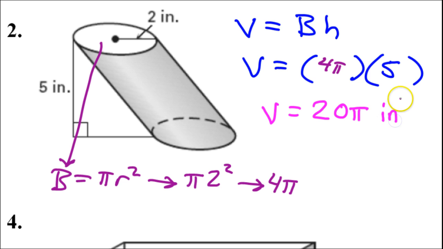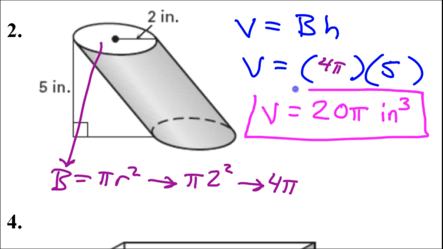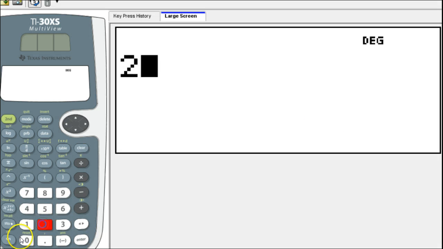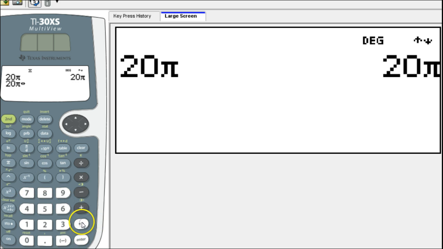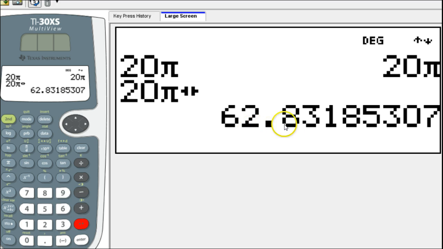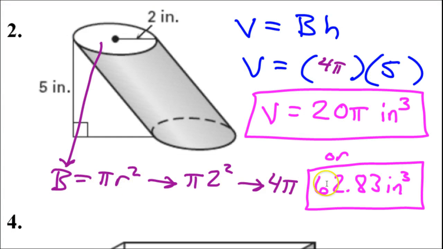And of course volume is cubic inches. But let's also give the volume as a decimal. Right, so 20 pi, got to toggle it for the decimal, so that's 62.83. Alright, so that would be 62.83 cubic inches.